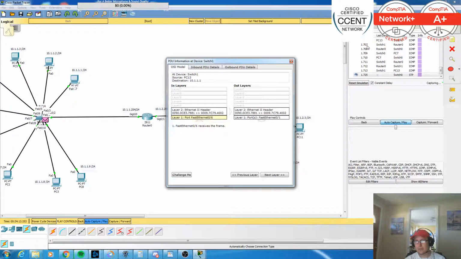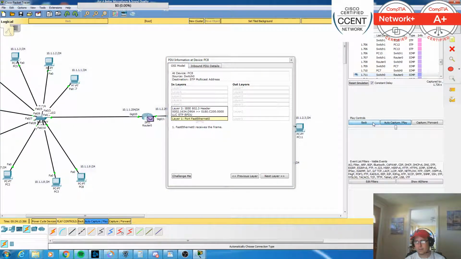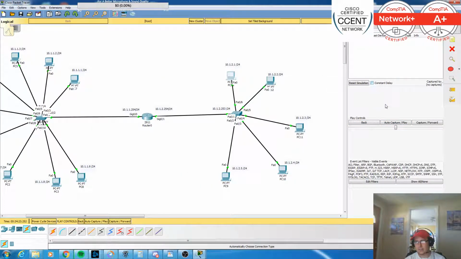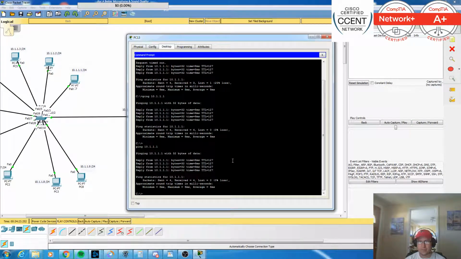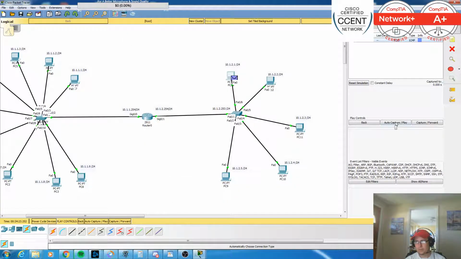So let's see if we can do that without the delay, so you guys can get an idea of how fast that actually is. Okay. So we're going to take off the constant delay. I'm going to ping again here, if it'll let me. We're going to play it. Notice. It goes to the router, then to the switch, and then straight to the PC.